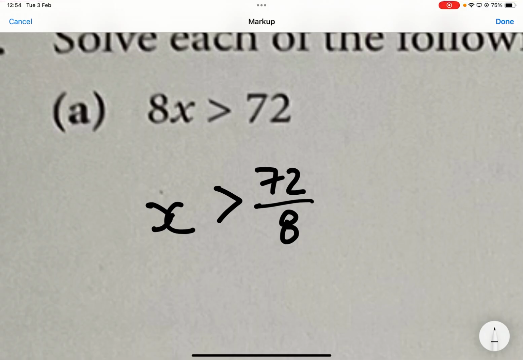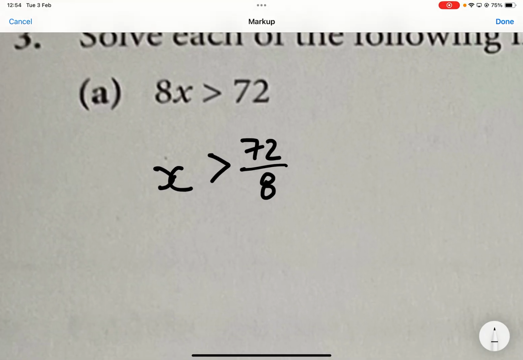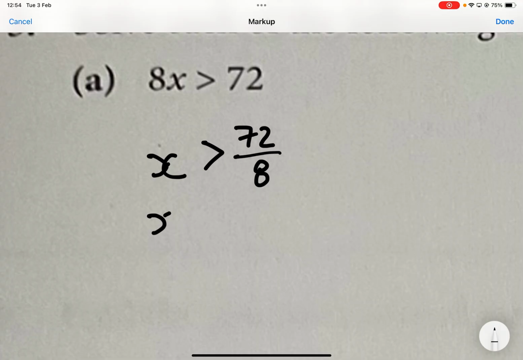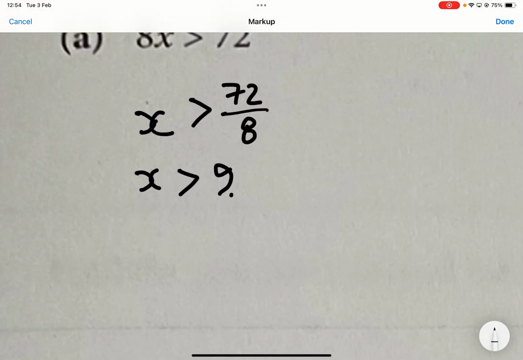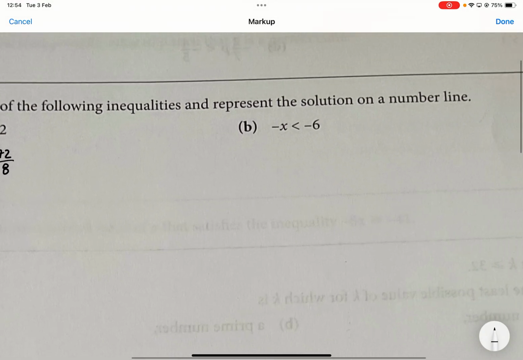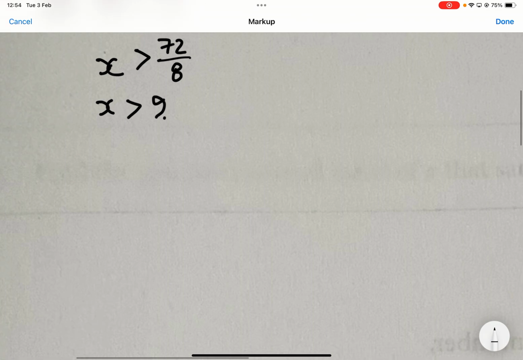So if you can solve an equation, you will be able to solve an inequality. Then just simplify. 72 divided by 8 is 9. Okay? So what is x? x is larger than 9. Like that only. That is solved already. Then part 2 wants you to represent the solution on the number line.